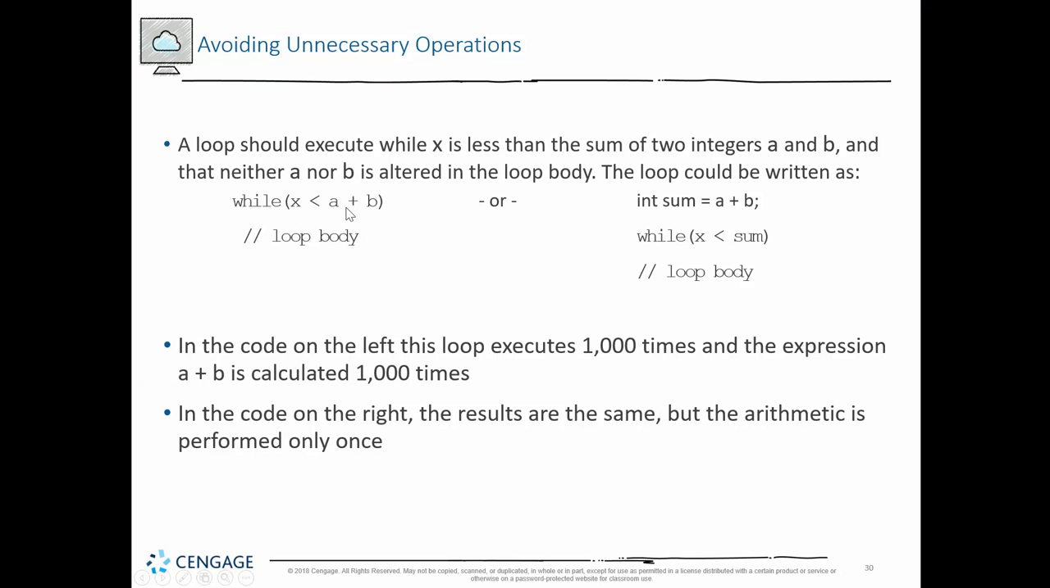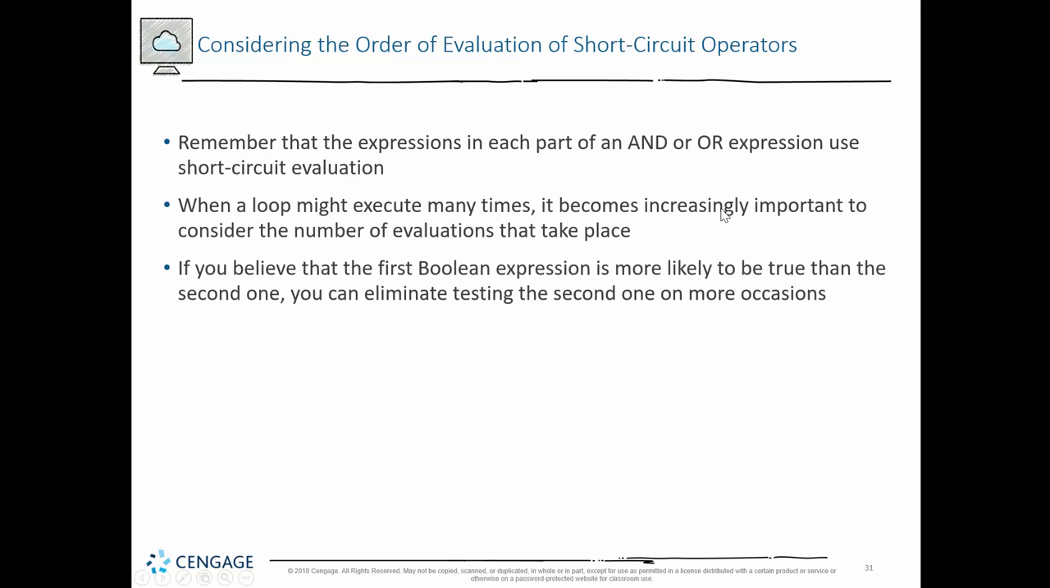Don't do this: while x is less than a plus b, because it's got to calculate that every time. But if I say here int sum equals a plus b, and then I say while x less than sum, here it's doing it 1,000 times, here it's doing it once. Again, use common sense.